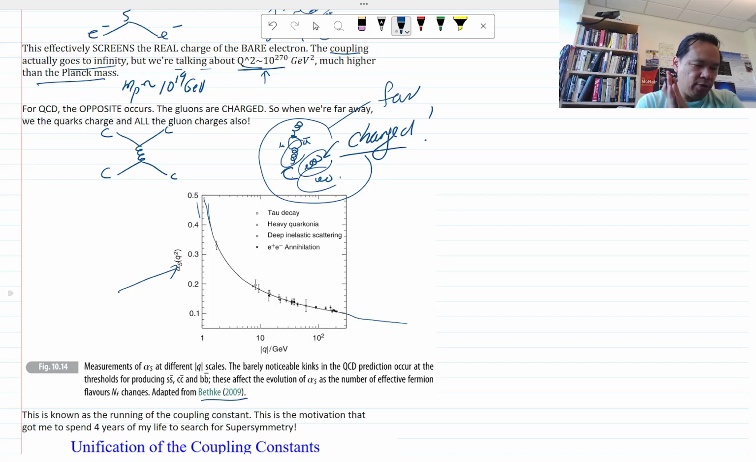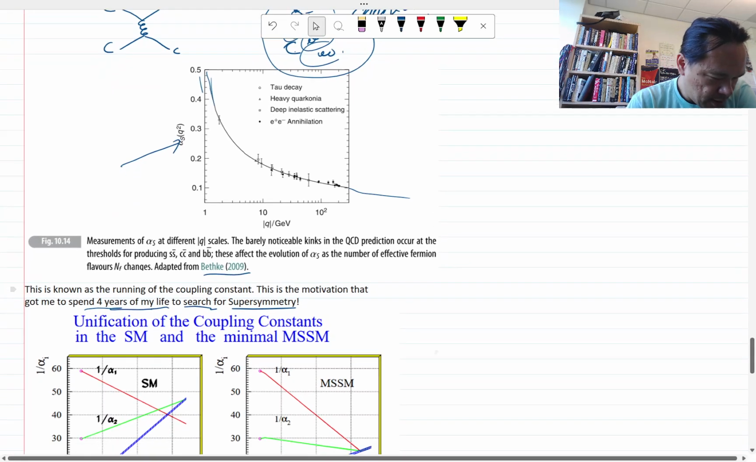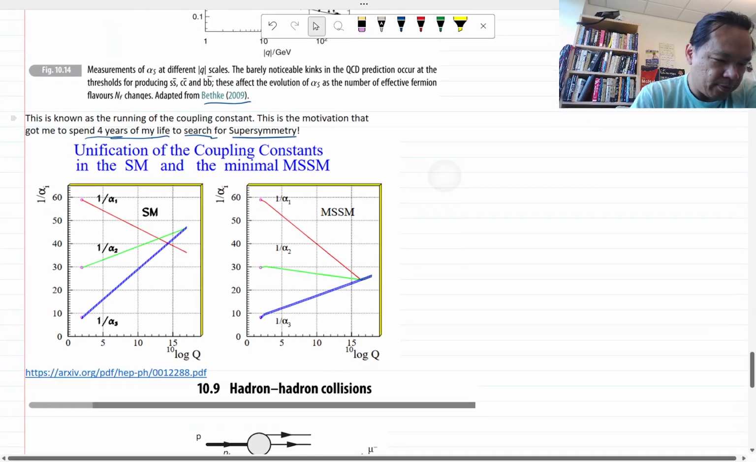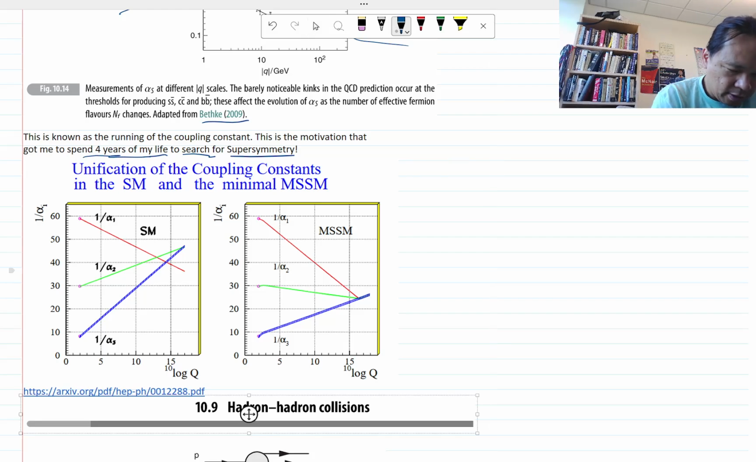This is known as the running of the coupling constant, and it's actually the motivation for me to spend 4 years of my life searching for this thing called supersymmetry when I was working at the LHC. Why did I spend 4 years? Because of this. This is known as the unification of the coupling constants, and it's in this review article from Dimitri. I don't remember his last name, but this article is here.